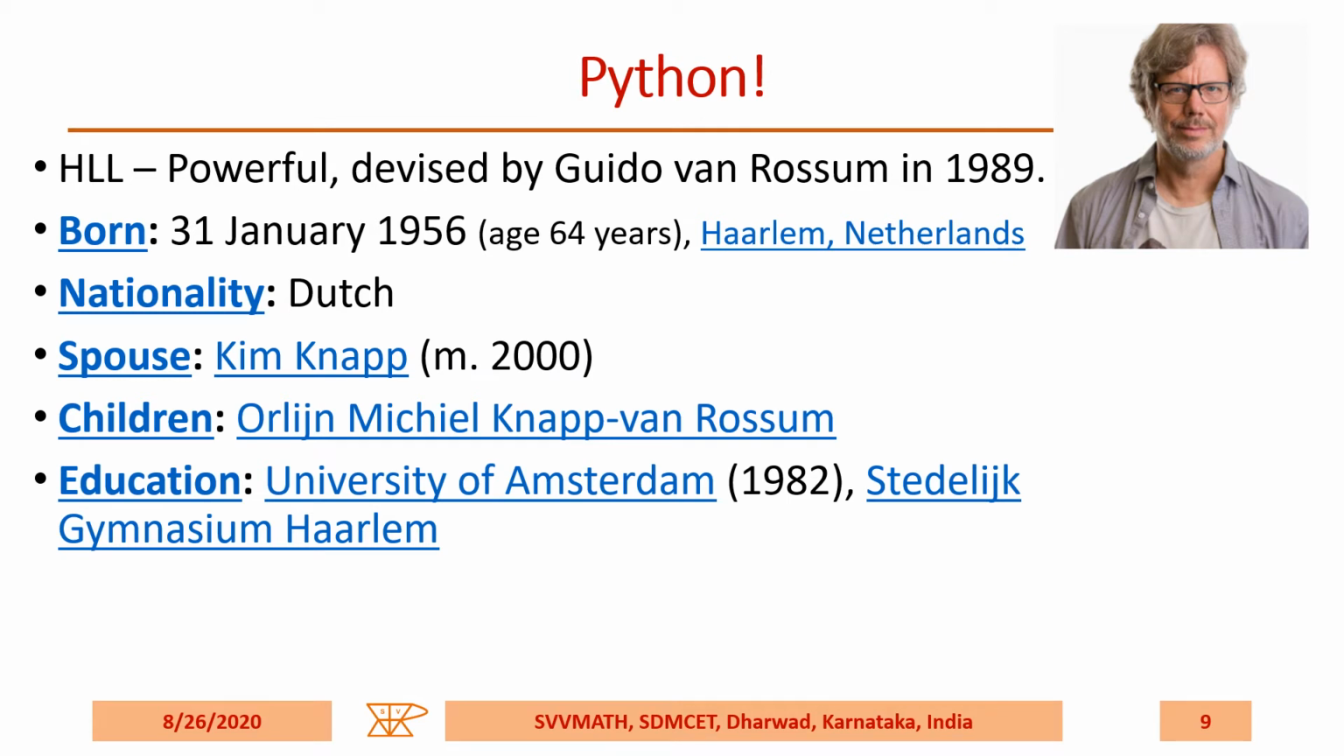Python was devised by this person, Guido van Rossum, in 1989. He was born on 31st January 1956. His age may be 64 years. Nationality is Dutch. And education, he is from the University of Amsterdam in 1982.